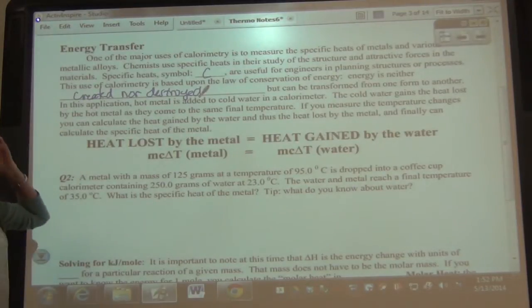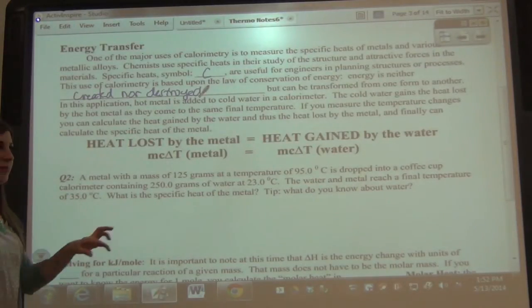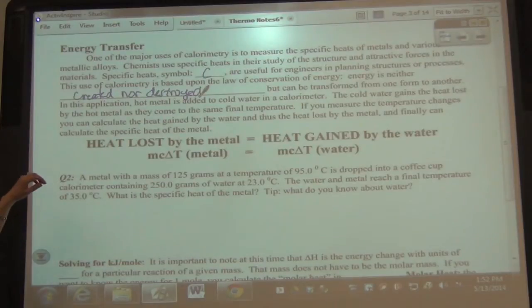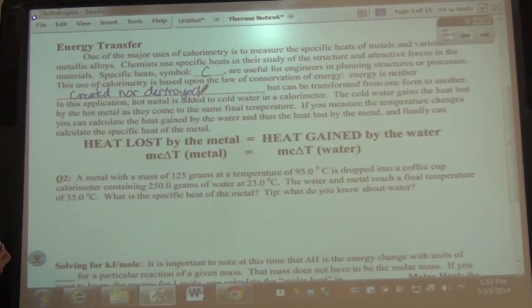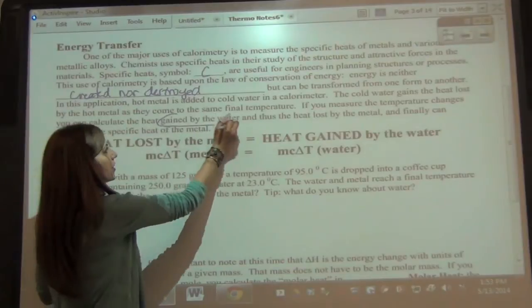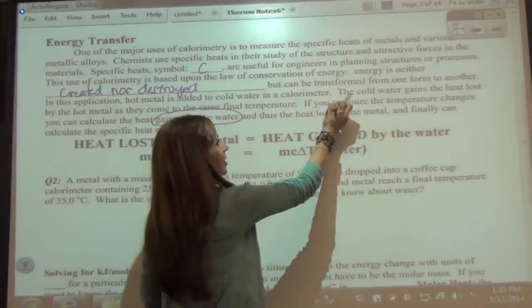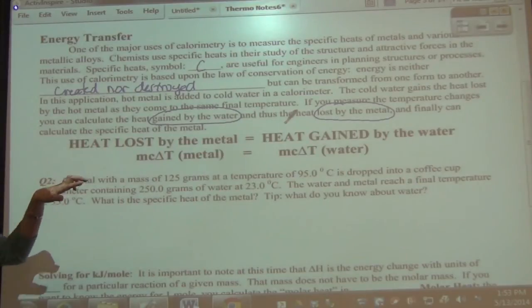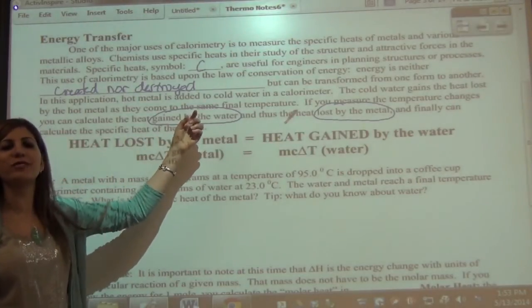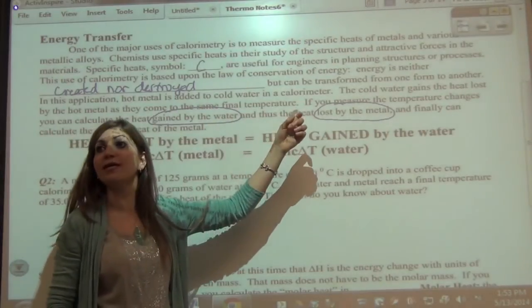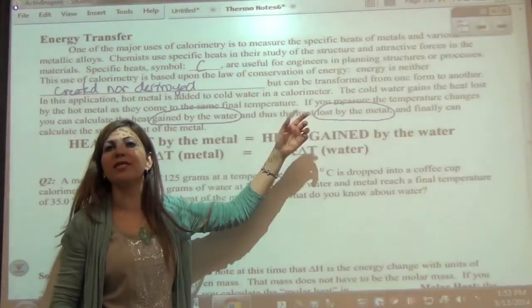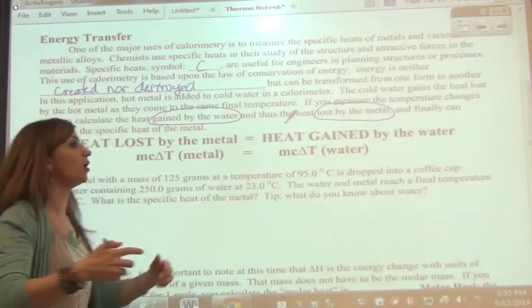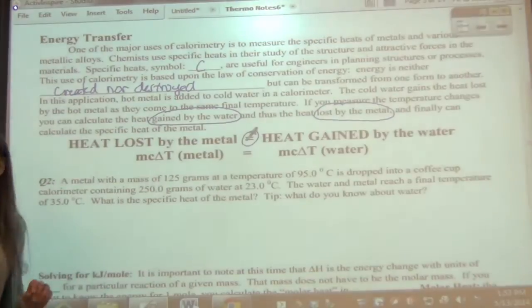In this application, hot metal is added to cold water in a calorimeter. I'm going to show you this in just a second. The cold water gains the heat lost by the metal as they come to the same final temperature. If you measure the temperature changes, you can calculate the heat gained by the water, and thus the heat lost by the metal. Finally, you can calculate the specific heat of the metal. Whatever was gained by the water must be lost by the metal, meaning the two values are equal. Now we've come up with an equation for it.